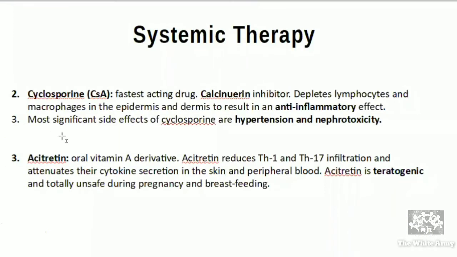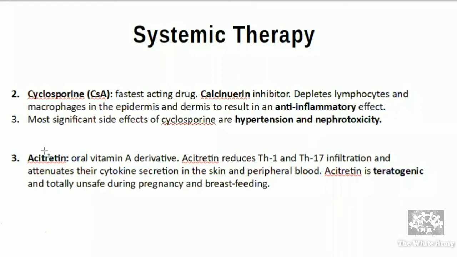Next drug being cyclosporine. Cyclosporine is the fastest acting drug of all. It's also called a crisis buster in psoriasis. Usually within a week or 2 weeks, you can see the action of this drug. Cyclosporine is a calcineurin inhibitor, so it specifically acts on the inflammatory cells. It depletes lymphocytes and macrophages in the epidermis and dermis, leading to its anti-inflammatory effect. The most significant side effects of cyclosporine are hypertension and nephrotoxicity. So blood pressure and renal monitoring should be done regularly.